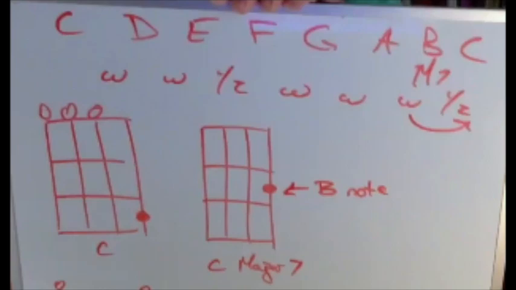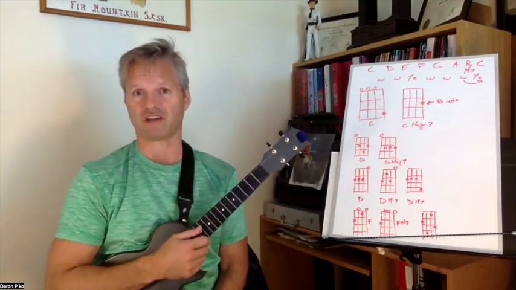In the key of C, we could look at the notes C, D, E, F, G, A, B, and C. You know that the steps between the notes are whole, whole, half, whole, whole, whole, half. Those are vital in making our chords, and then we can move along and make some of our 7s.